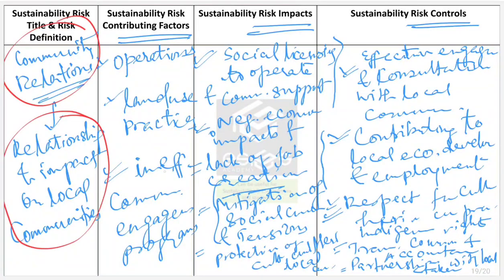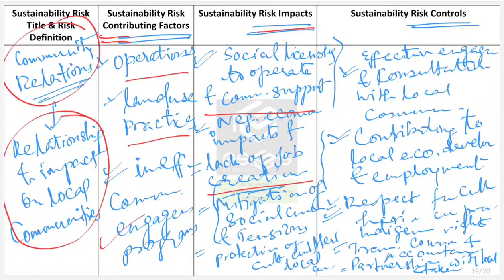So in this risk title of community relations, what was the risk definition? Relationship and impact on the local community. What can be the contributing factors? We have seen operational issues, land use related practices, ineffective community engagement programs. Then what can be the risk impacts? Of course, it can impact the social licence to operate and we can lose community support. Then negative economic impacts and lack of job creation in the local area.